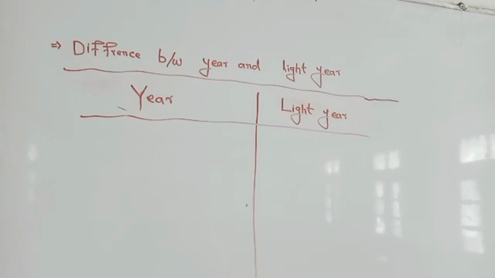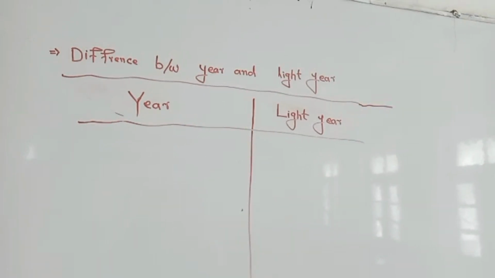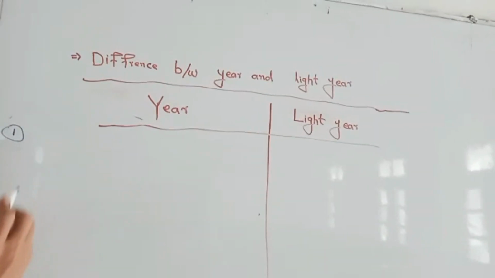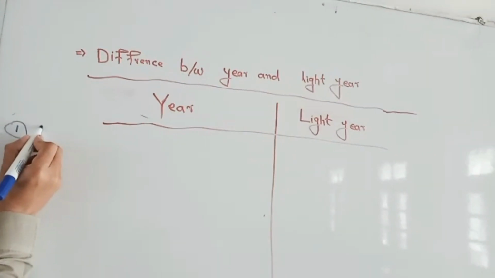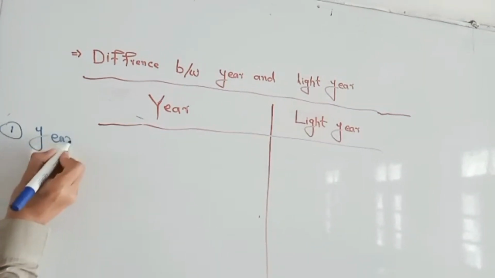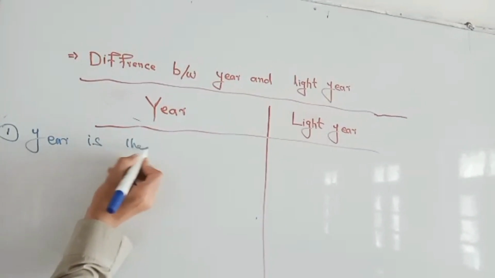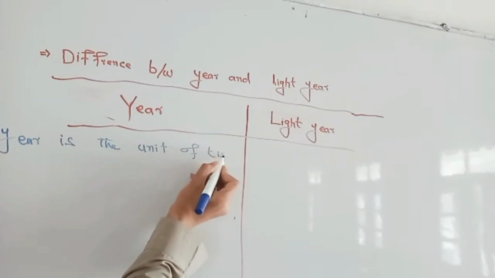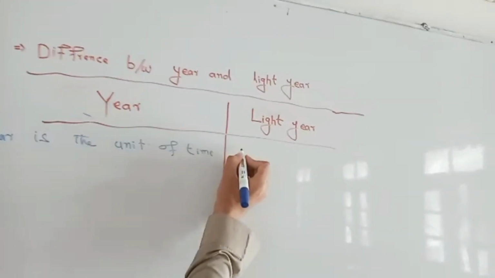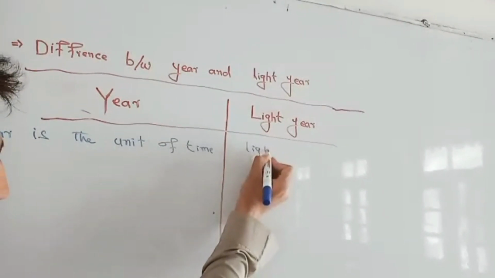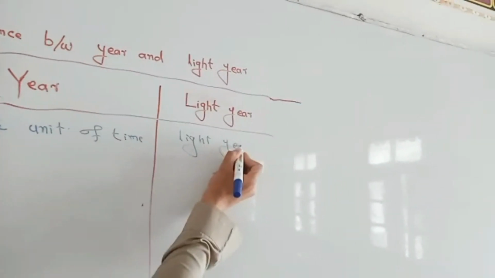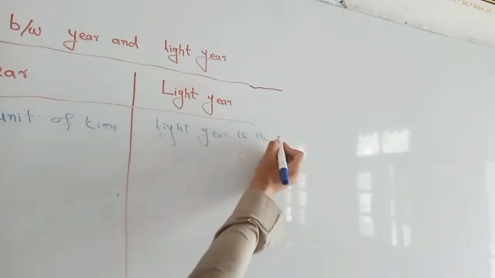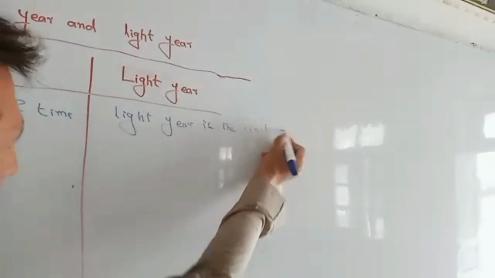What is the difference between year and light year? First of all, the year is the unit of time, but light year is the unit of distance.